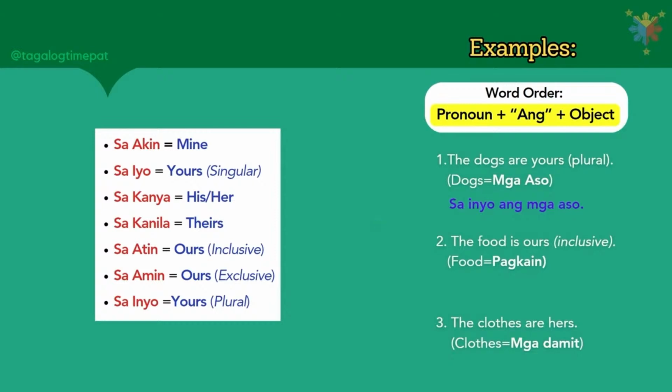Number 2, the food is ours, inclusive. So yours and mine together, we are sharing it. The food is ours. Food is pagkain. It would be sa atin ang pagkain. Lastly, number 3, the clothes are hers. Clothes is mga damit. It would be sa kanya ang mga damit.